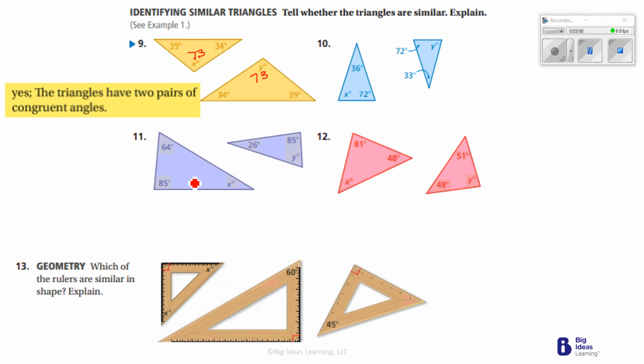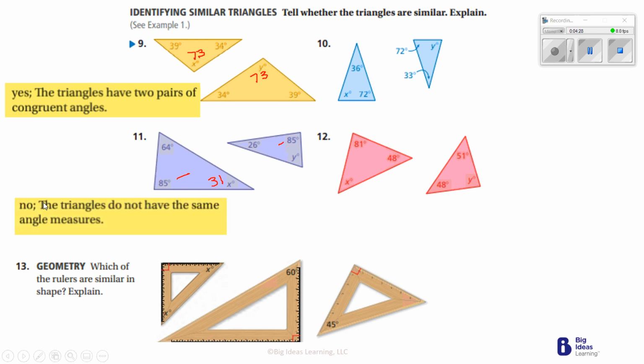So I'm going to put a 31 here. We're just going to make double sure. I know that 64 and 31 make 95, and 95 and 85 do make 180. Now this tells me that they are not going to be congruent because I have 85 over here, and I have 85 over here. We already know 64 wasn't the angle that's over here, but now we also know that 31 is not the angle over here. So we do not have 2 sets of congruent angles.